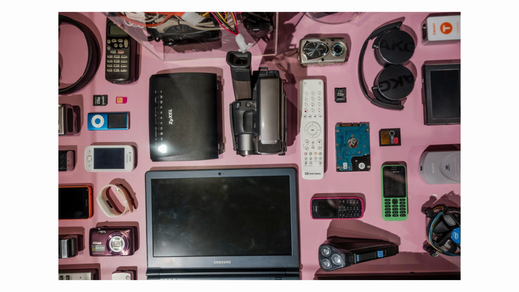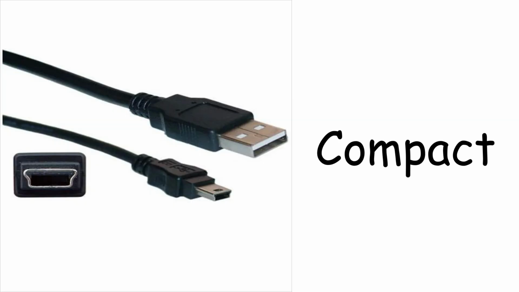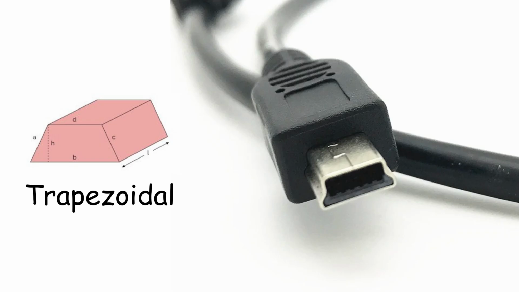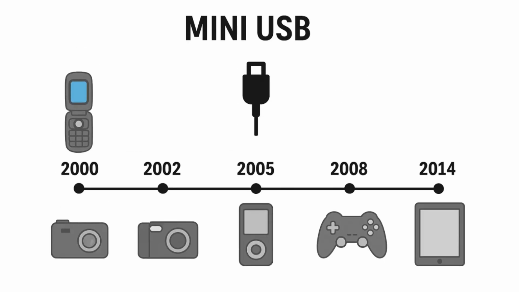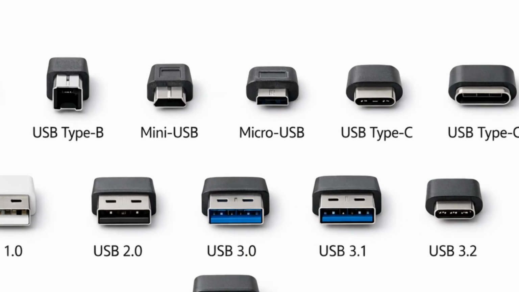more common. Digital cameras, MP3 players, and early GPS devices often used this port because it was compact compared to the larger Type-B connector. The shape is trapezoidal and noticeably smaller than standard USB plugs. For several years, it served as the bridge between computers and small electronics. Over time, however, it was replaced by an even smaller design as mobile devices continued to shrink.